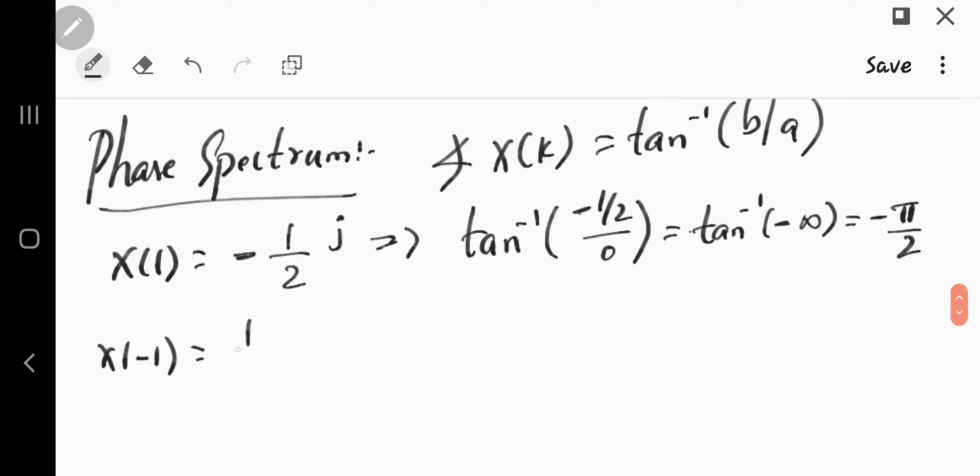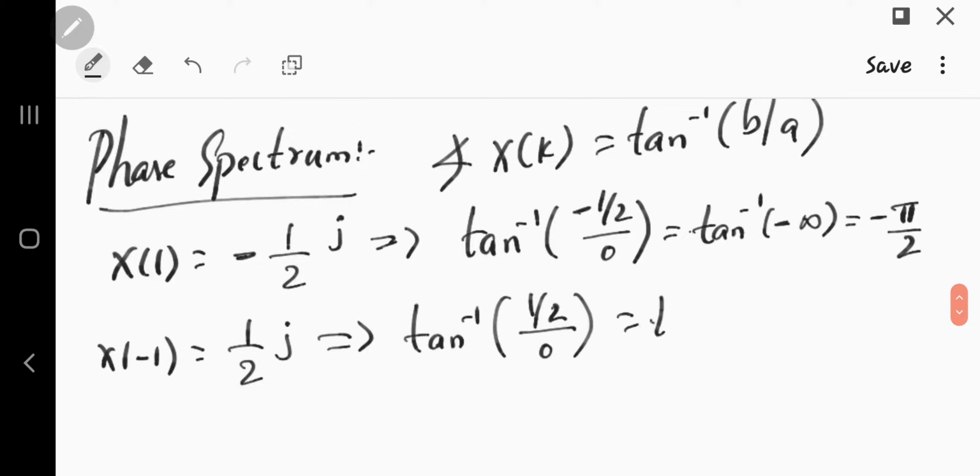And for x of minus 1 we have 1 by 2 j, that is tan inverse of 1 by 2 divided by 0 here. So that is tan inverse of plus infinity, that is plus pi by 2. So at x of minus 1 we have pi by 2 and at x of plus 1 we have minus pi by 2. So let's plot this here.